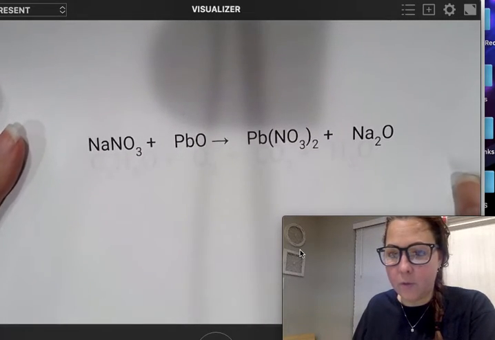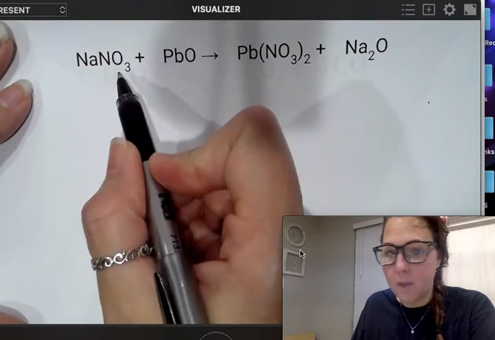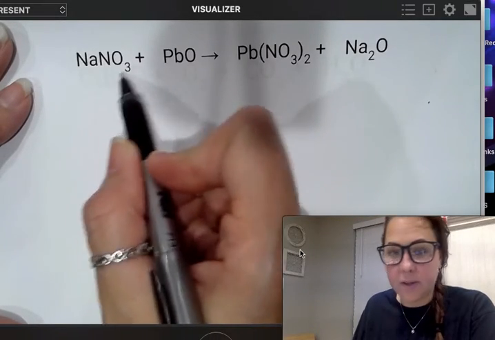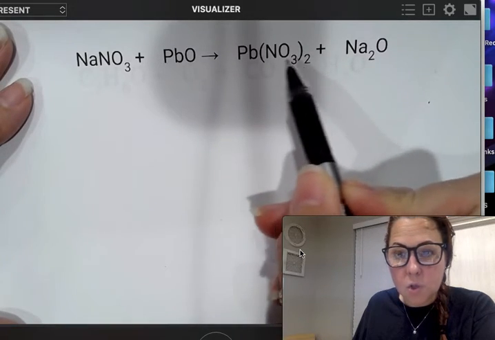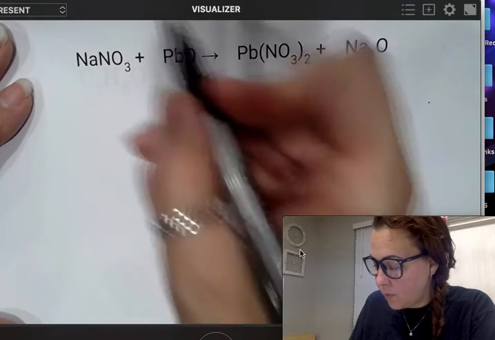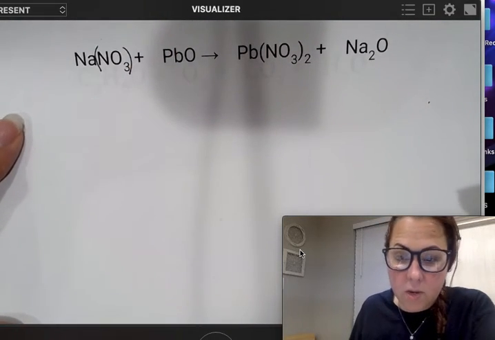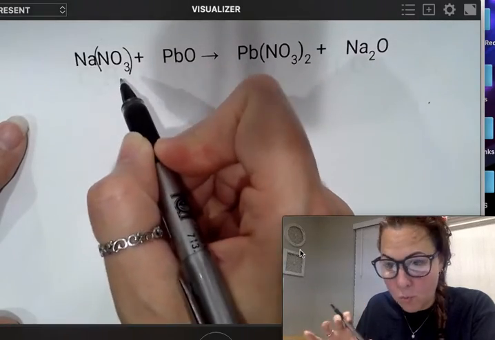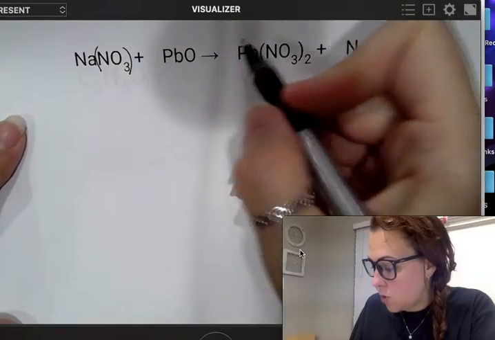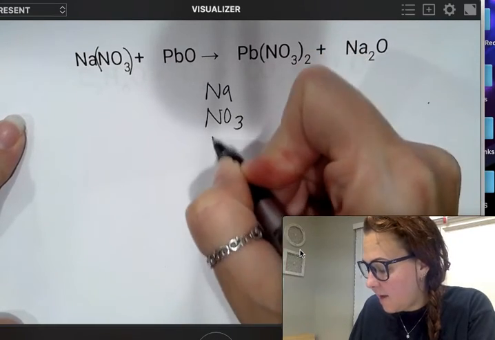Now to show you another example, to go through one of the rules that we talked about, here I have sodium nitrate. Nitrate, NO3, is a polyatomic ion. It is also over here. So with this, I'm going to put parentheses around it, and I'm going to keep the NO3, nitrate, together as one functional group. So I have sodium, I have nitrate, I have lead, and I have oxygen.